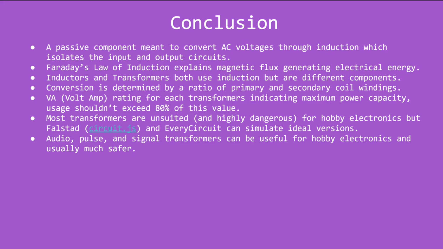All right, let's wrap things up. A transformer is a passive component. It's meant to convert AC voltages through induction, which isolates the input and the output circuits. It can be used for DC voltages, but that's a whole other bag of worms. Faraday's law of induction explains magnetic flux generating electrical energy. Inductors and transformers do both use induction, but they are different components. Conversion is determined by a ratio between the primary and secondary coil windings.